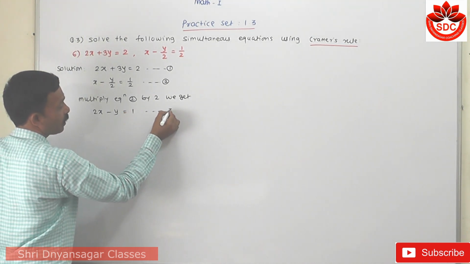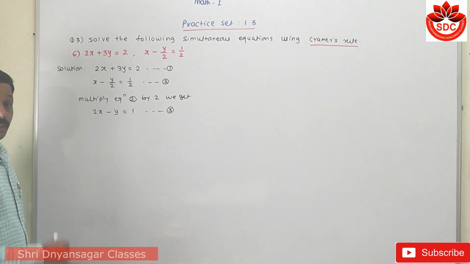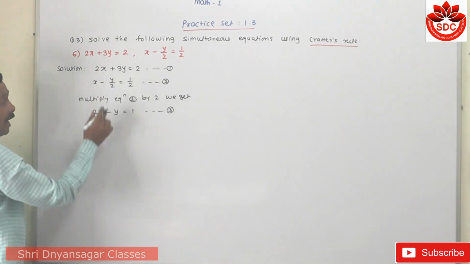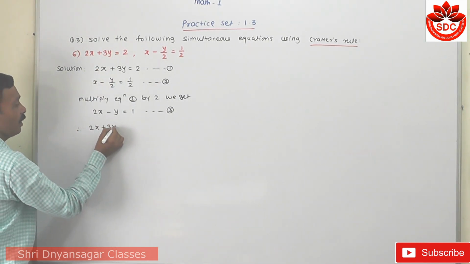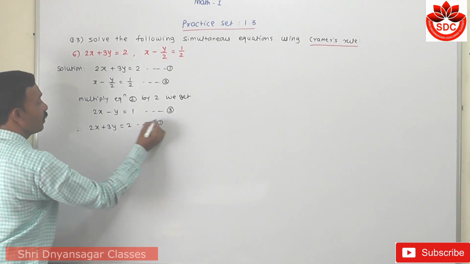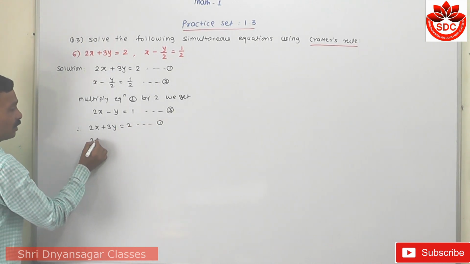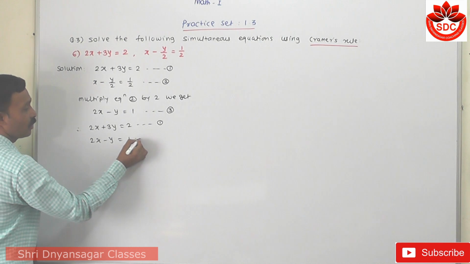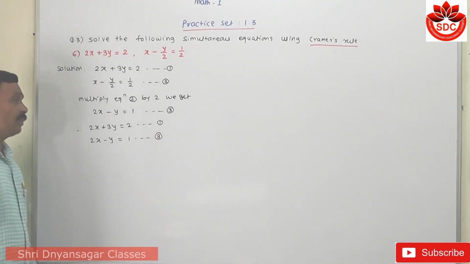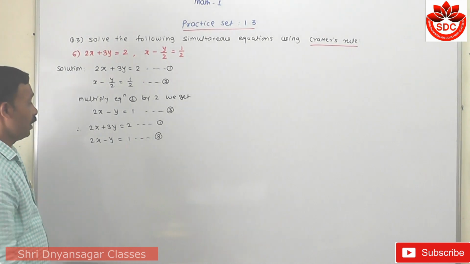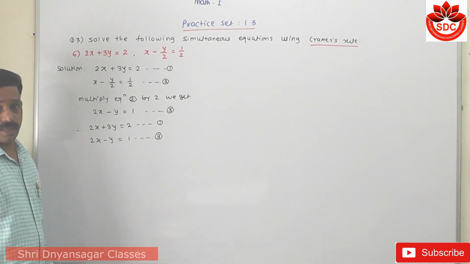Suppose that this is equation number 3. Then we solve this equation first and third. Therefore again I have to write here 2x plus 3y is equals to 2, equation number first, and then second one is 2x minus y is equals to 1, equation number third. Now then by using the Cramer's rule, now this is the constant term to this RHS side.